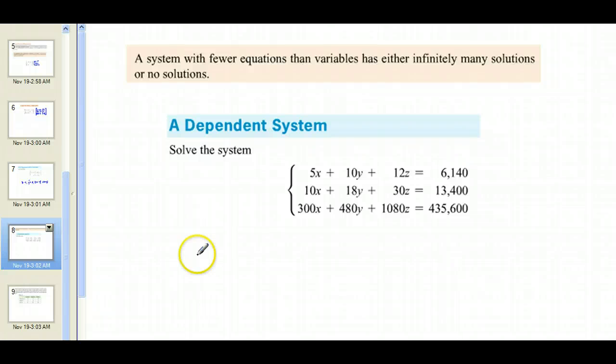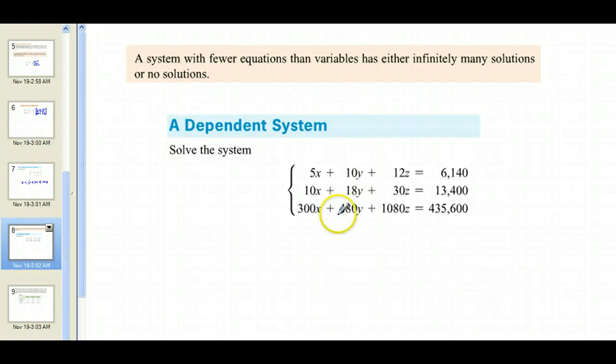Dependent system, like we saw in the last homework set. It means your solutions depend on which variable you want to start with. Okay, x and y will depend on z, or you could make z and y depend on x, but usually we let the furthest letter along in the alphabet be the independent and the other two be the dependent.